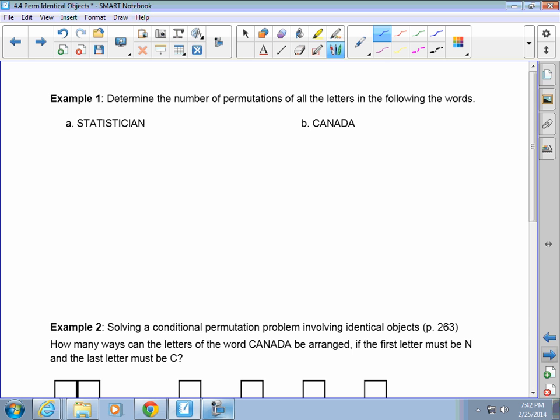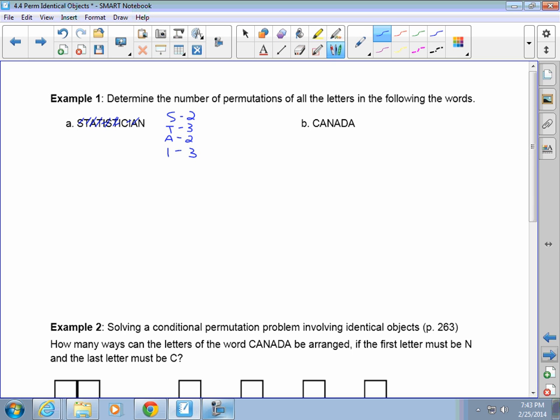So let's try some examples. Determine the number of permutations of all the letters in the following words: statistician and Canada. So if I take a look at this, my S, I have 1, 2 S's. For T's, I have 1, 2, 3 T's. A's, there are 1, 2 A's. I, 1, 2, 3.